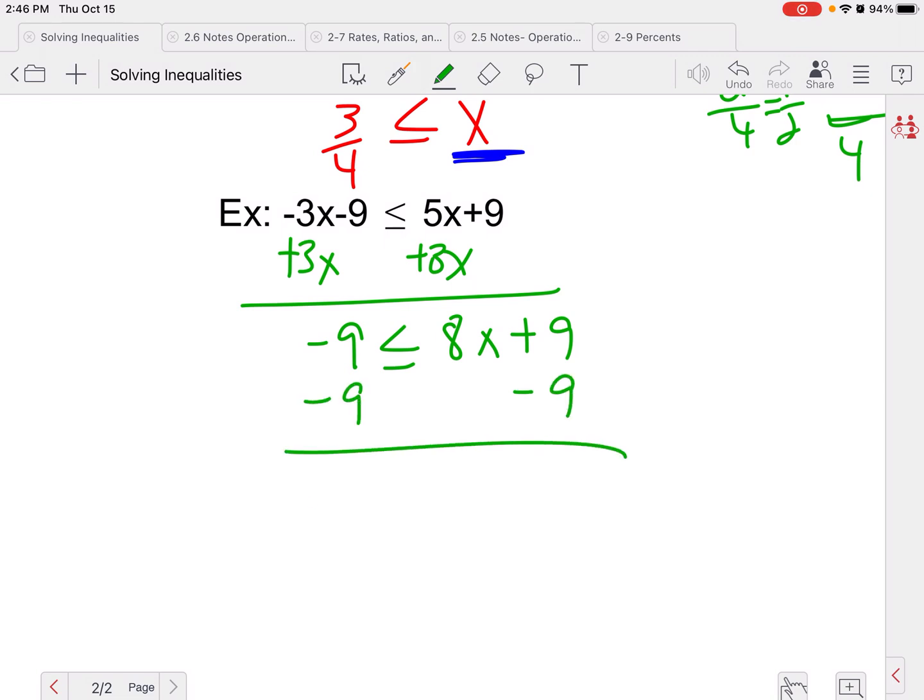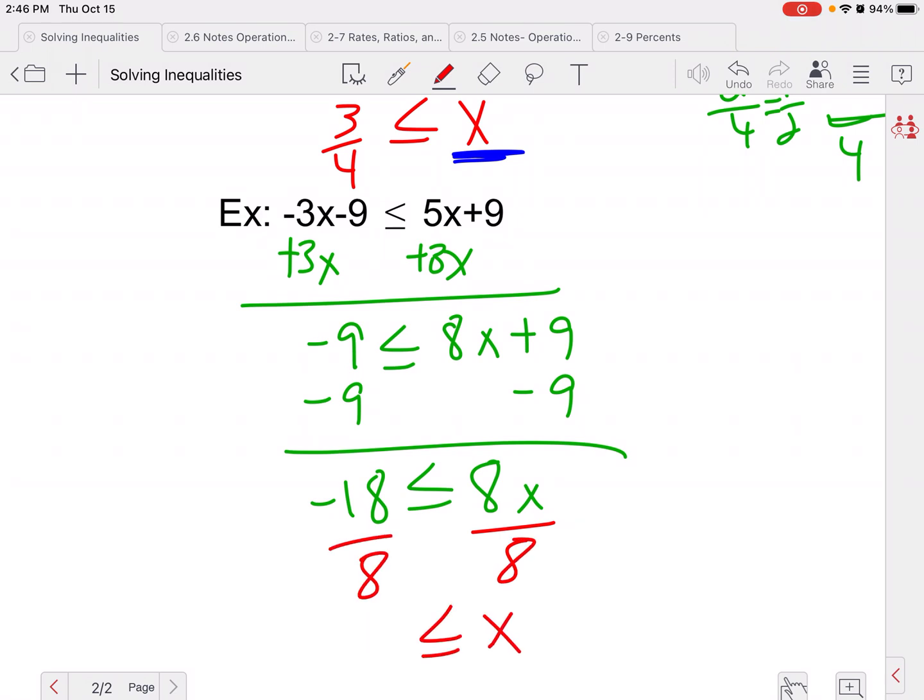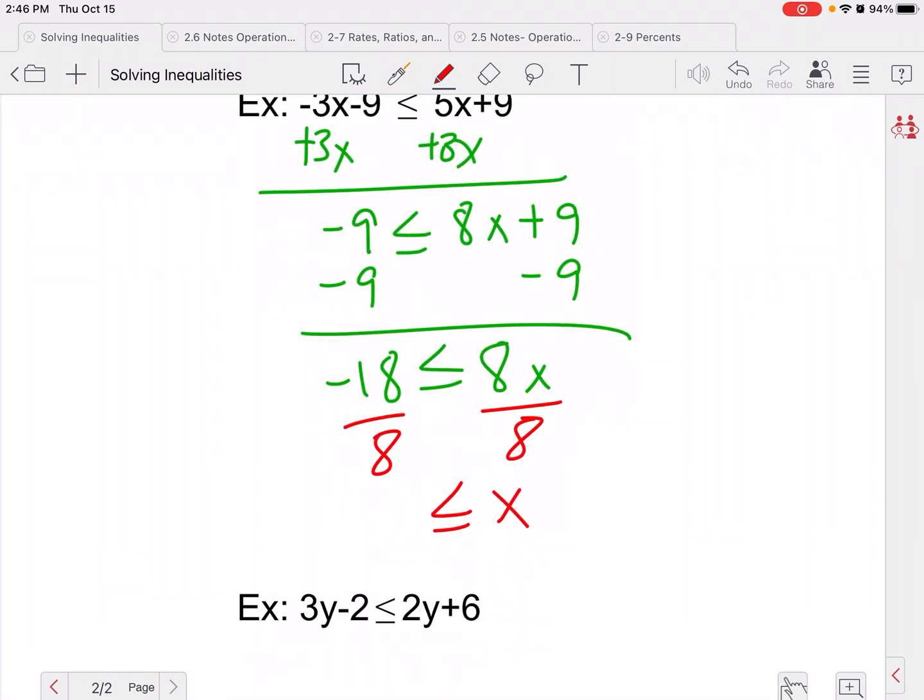Negative 9 minus 9 is negative 18. Be careful, I see a lot of you sometimes giving me 0 for that. We'll go ahead and divide by 8. So we get x is greater than or equal to negative 18 divided by 8, which I'm just going to reduce that fraction, which would be negative 9/4.